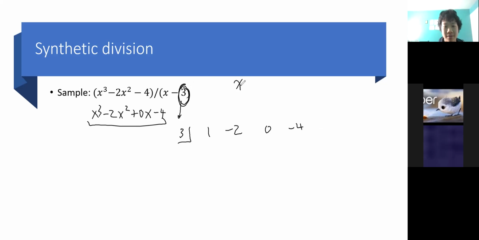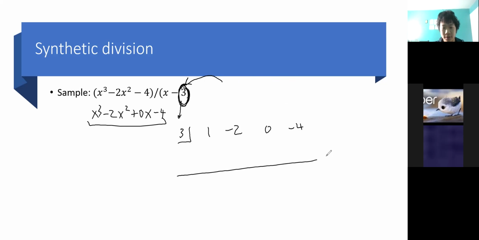So if we have x minus a as our divisor, we put a in the little box. This is because I think this comes from if x minus a is 0, then x equals a. That turns into a positive. So basically what we're doing is we're taking this number here. So if it was x plus 3, we would put negative 3 into this little box here. Now, we're going to draw a line like this.